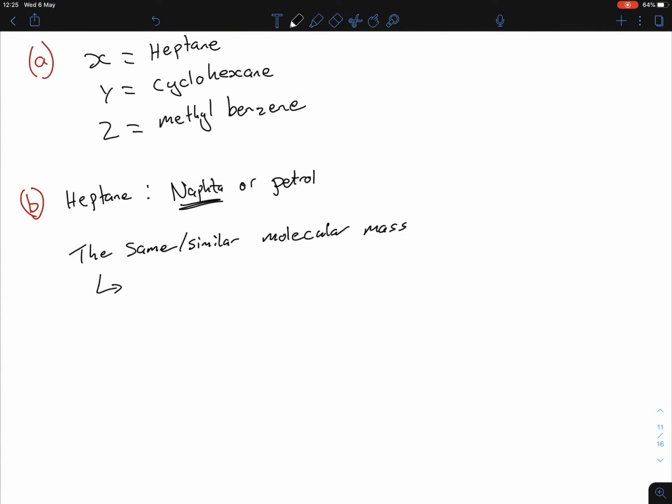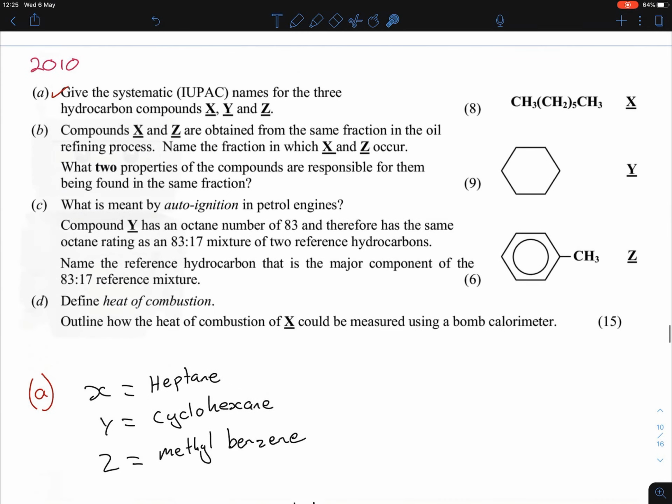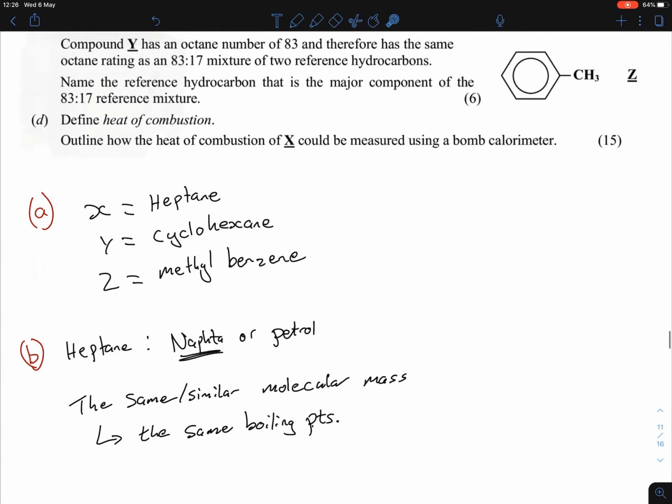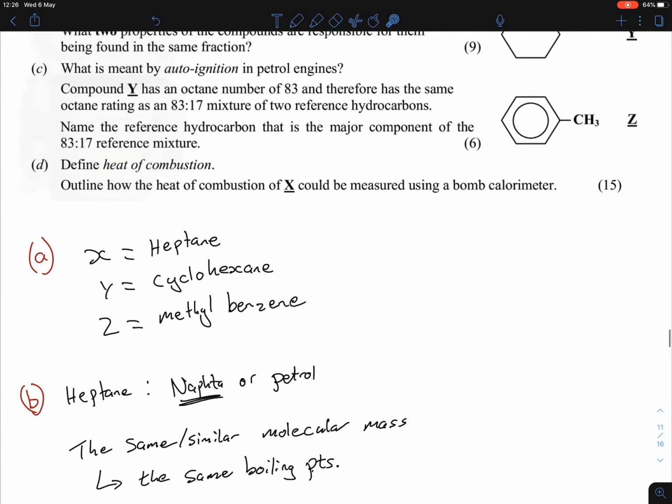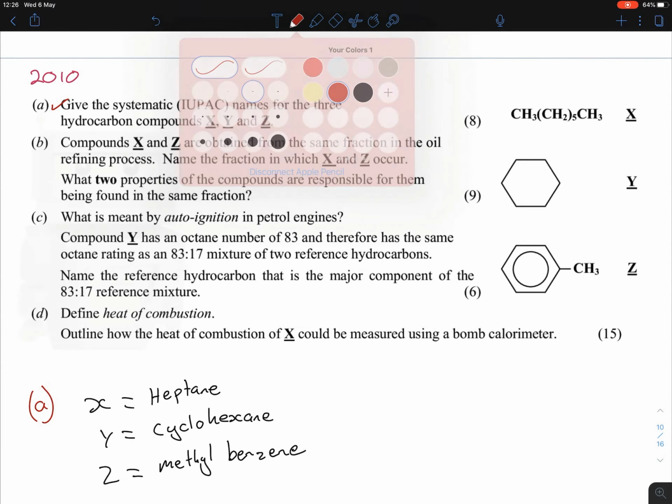Therefore, they have the same boiling points. So that's our properties there, guys. We've done this question before, a similar version of this anyhow. If they're coming from the same fractional distillation, that means they must have the same molecular mass or very similar, and therefore if they have the same or similar molecular mass, they're more than likely going to have the same boiling points. That's it. So that's part B done and dusted.